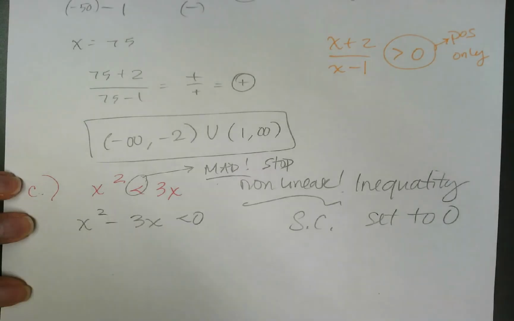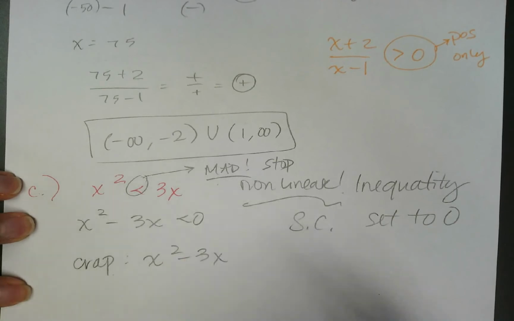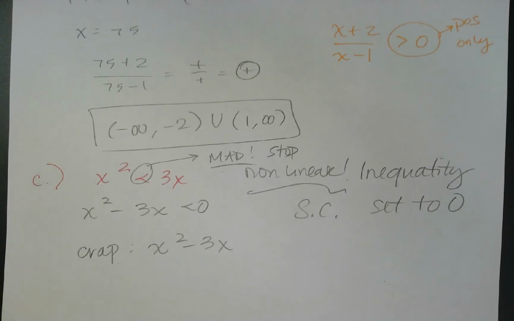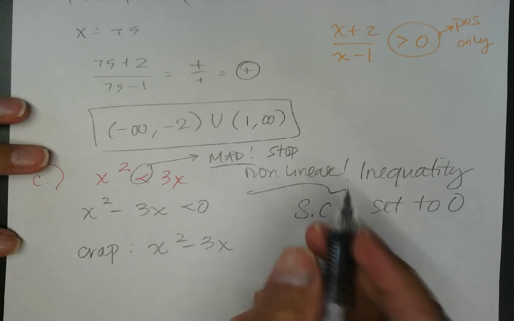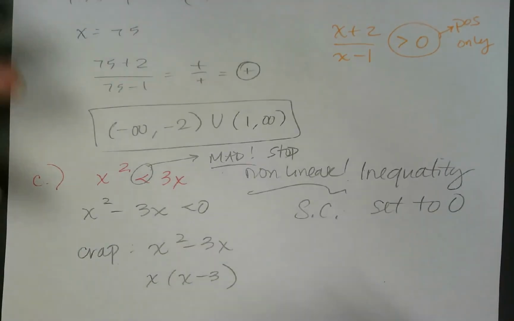All right. And then once it's 0, then you label your crap. Your crap is x squared minus 3x. That is the stuff to the left of 0. I keep everything on the left. It's easier to understand. If you want to factor your crap right away, I don't care.